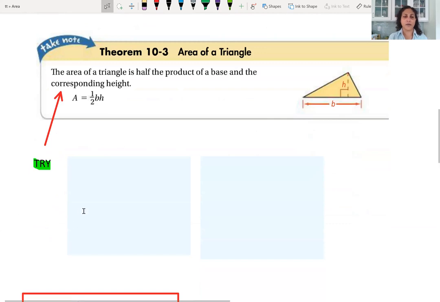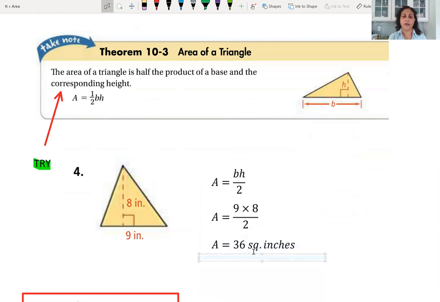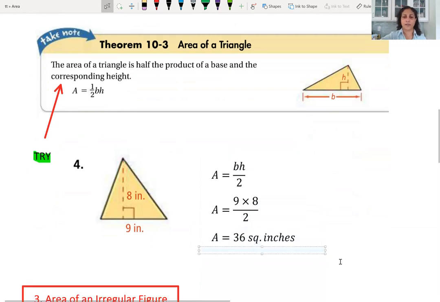So let's try a question over here. Again, pause the video, give it a try. This is much too easy for you. Make sure you write the formula, you plug in the values, and you answer with the proper units.